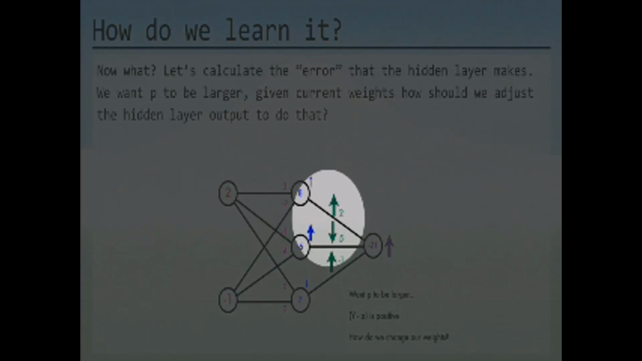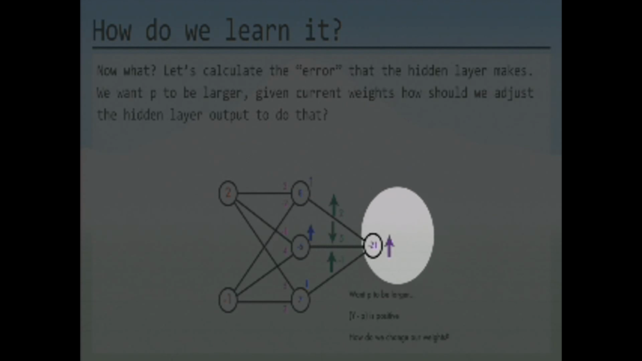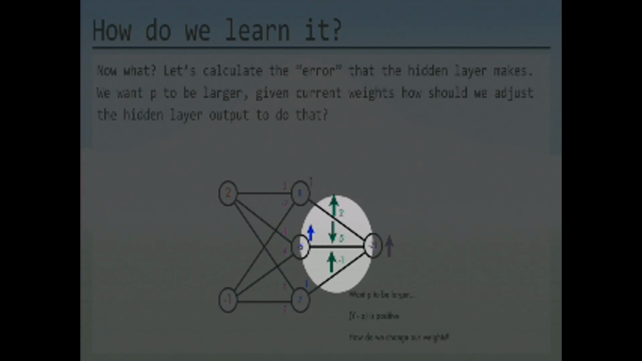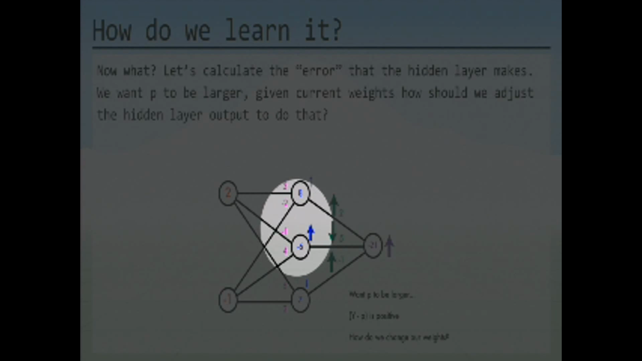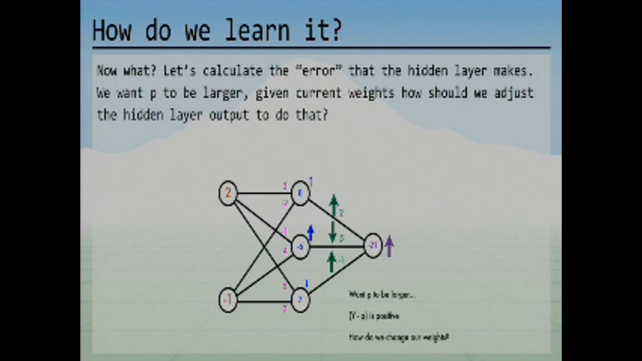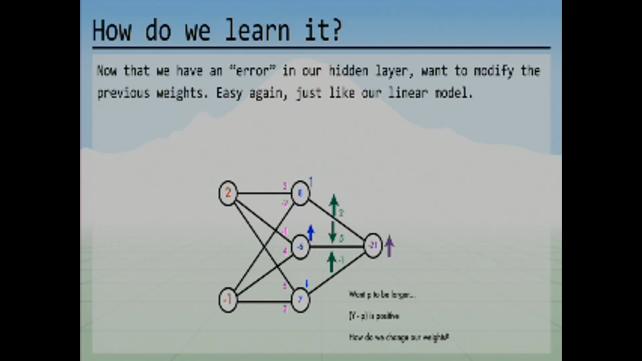And from that multiplication, we can see that basically we want to increase the value of P, and we have this positive connection. So we should increase the value of this intermediate node in the hidden layer. And we can talk about doing this for other values as well.